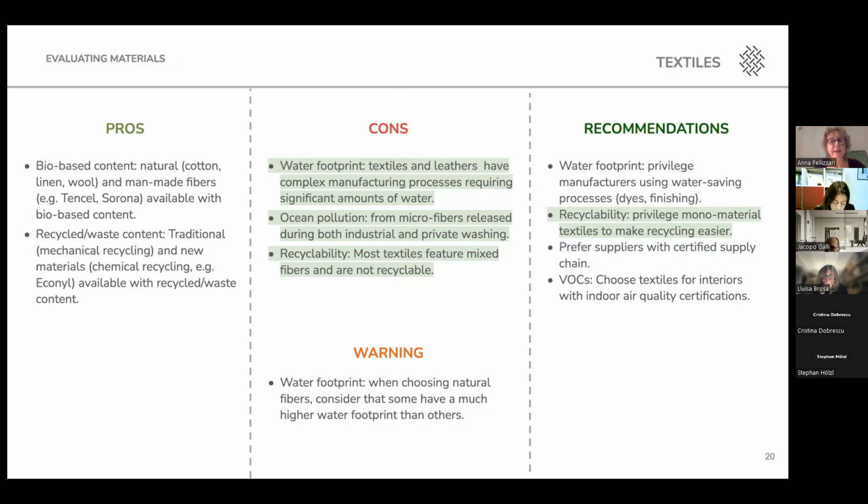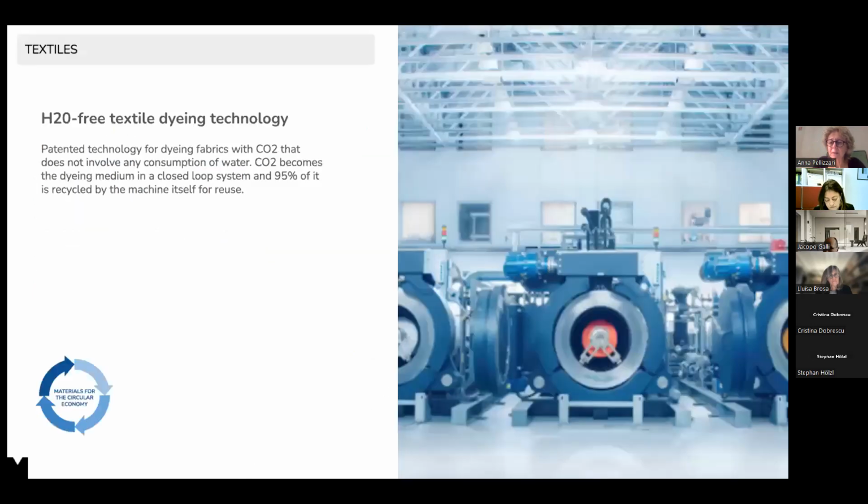And then there is a big problem with the recyclability of textiles, despite they are putting into place, let's say, collection systems to recycle post-consumer textiles. The technologies are still not there for most of them. So clearly using monomaterial textiles would be ideal. That clearly reduces the possibilities, but being able to recycle textile at the end of life, that would be really great.